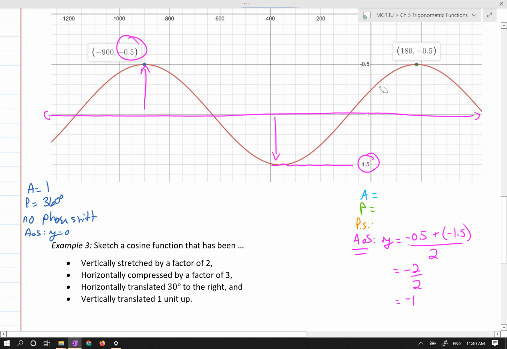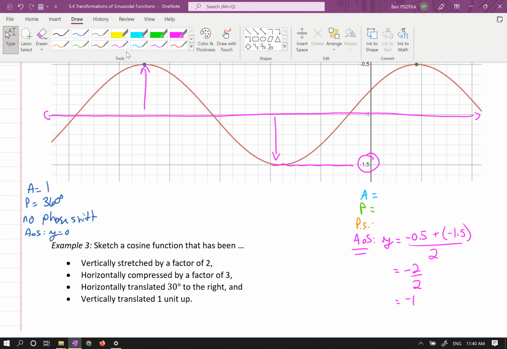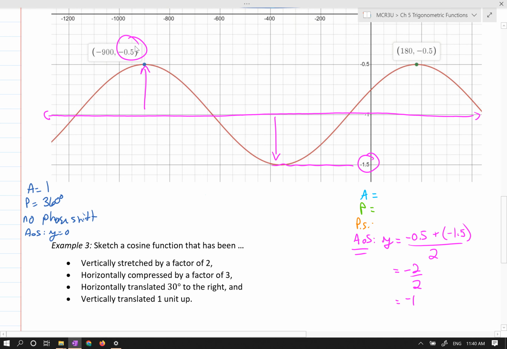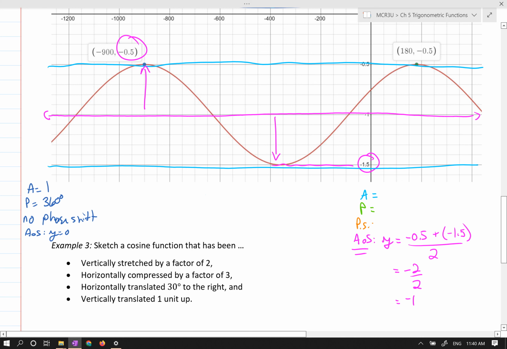Good job, us. All right, now that we have our axis of symmetry, our maximum or minimum could be used to determine our amplitude. Now, we can just find the distance. Okay, what's the distance between negative 1 and negative 0.5? That's nice and easy, nice and straightforward. We're working with an amplitude of 0.5.